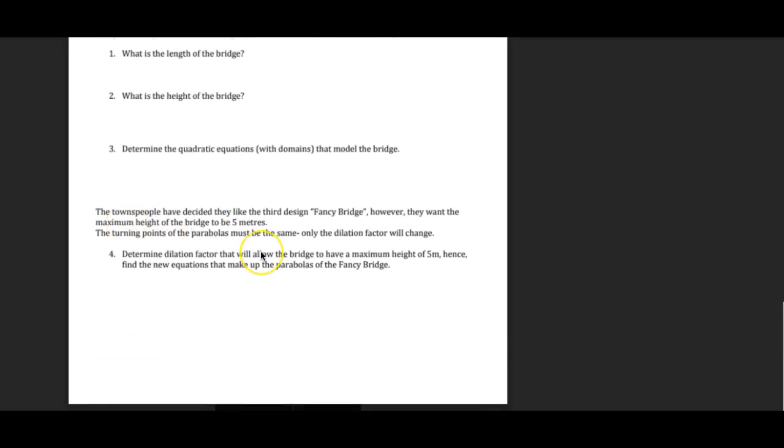The townspeople have decided they like the third design, the fancy bridge. However, they want the maximum height of the bridge to be 5 meters. The turning points of the parabolas must be the same, only the dilation factor will change. Determine the dilation factor that will allow the bridge to have a maximum height of 5 meters. Hence, find the new equations that make up the parabolas of the fancy bridge.